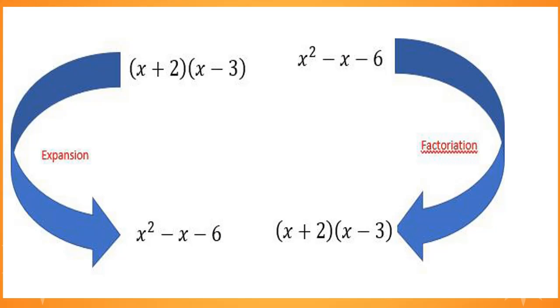Now, let's have a look at the left hand side figure. X plus 2 multiplied by x minus 3 gives us x square minus x minus 6. This is known as expansion. Whereas figure at the right side, x square minus x minus 6, on factorization it gives x plus 2 into x minus 3.